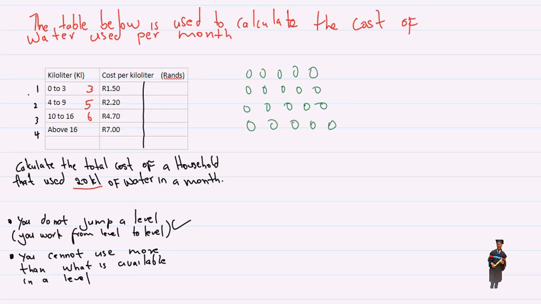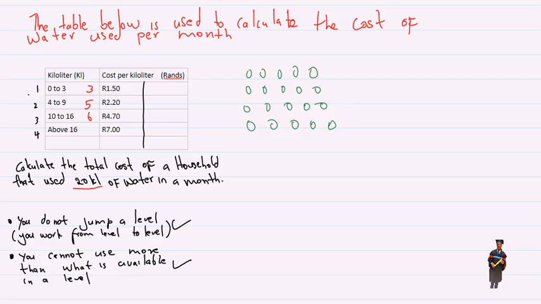If there were no limit, we would use all these 20 kiloliters so that we can pay less. Level 1 is the cheapest. Remember, each kiloliter costs R1.50. So if we were able to use all the 20 kiloliters, we would use them here and pay less, but we are unable to because our second condition says you cannot use more than what is available in a level. And how many kiloliters are available in level 1? Only 3 kiloliters.